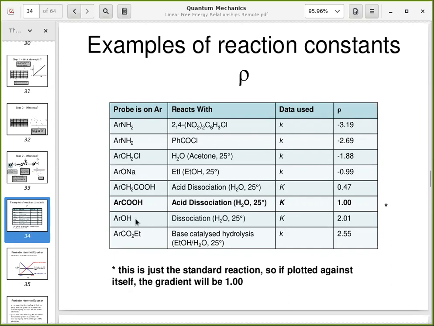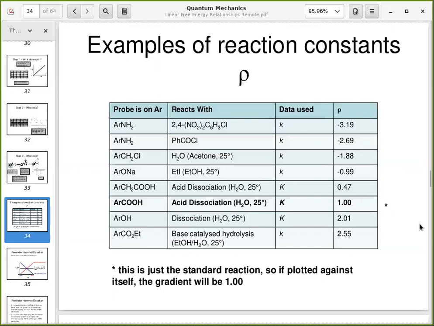Of course, if we plot acid dissociation as a reaction and get a reaction constant, you will notice that the reaction constant is 1, because what we're plotting is acid dissociation of benzoic acids against acid dissociation of benzoic acids. So we're plotting this reaction against itself. It is the reference, it is the standard, it's the reference reaction. It's used as a standard, and so if you plot it against itself, it's going to be 1.